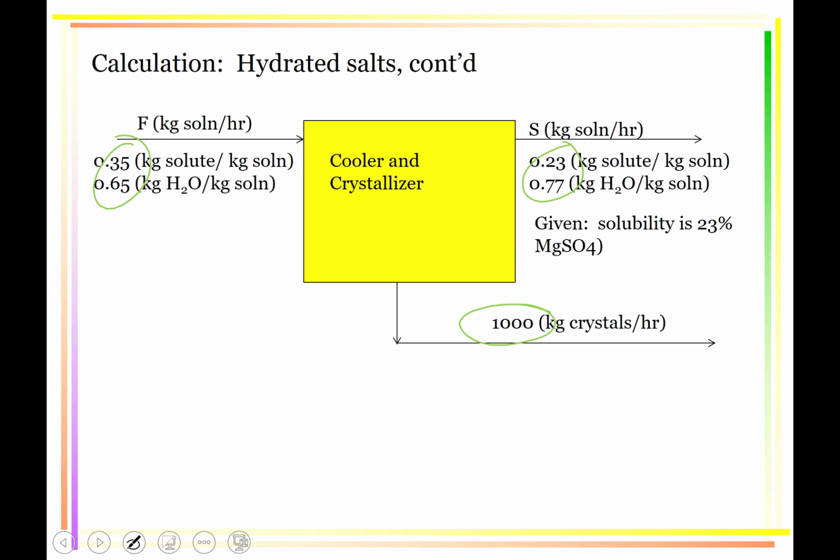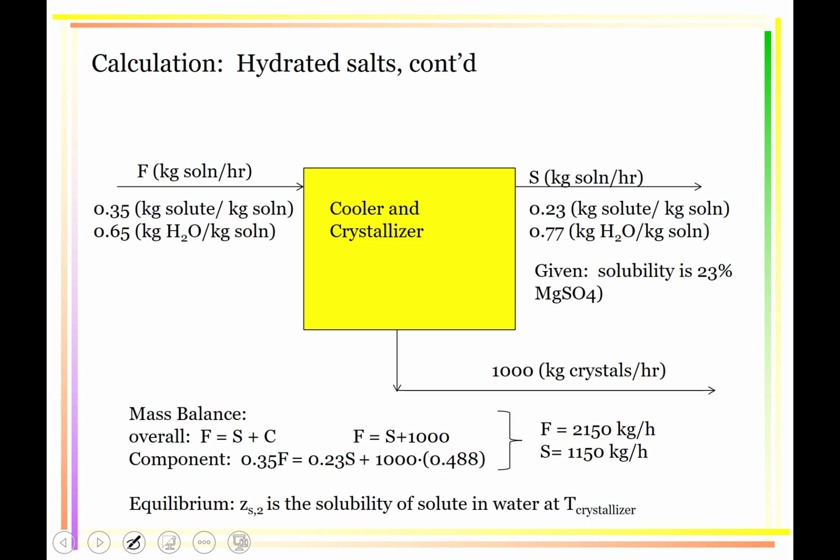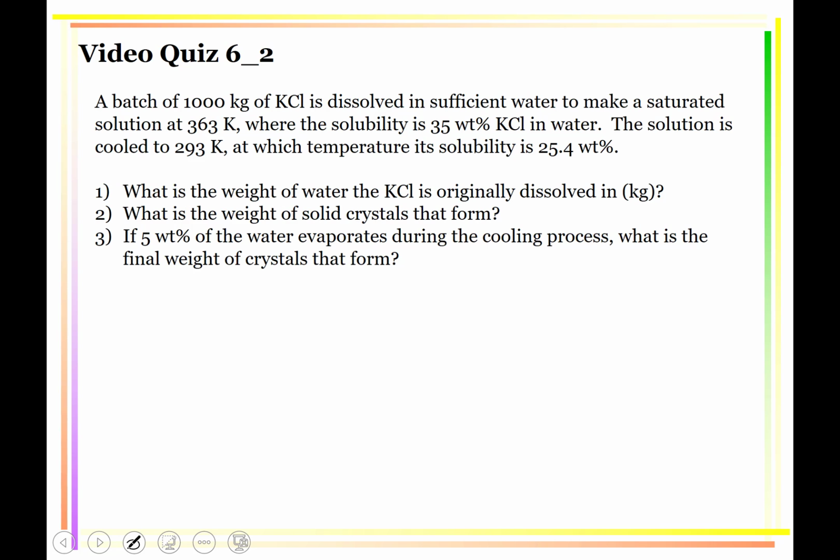So we have 2 unknowns and we can do 2 balances. So let's do our 2 balances. We have the overall balance, F is equal to S plus C. And then we have a component balance, 0.35F is equal to 0.23S plus 1,000 times 0.488, which is the mass fraction of the actual magnesium sulfate. It's a component balance, so we're going to do a balance on the components. So there's 0.488 kilograms of magnesium sulfate per kilogram in the crystals. Okay, so you can now calculate F and S. These are our values. All right, you are ready for a video quiz.